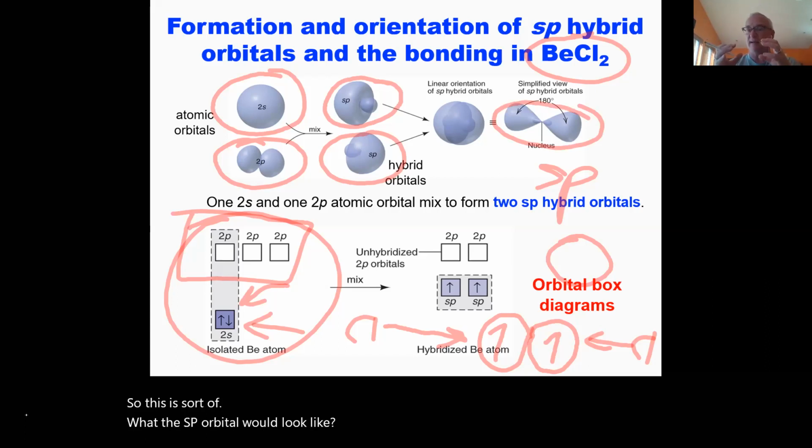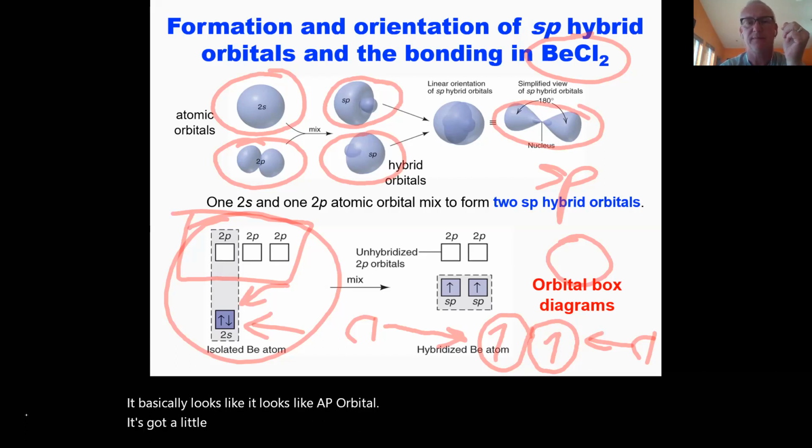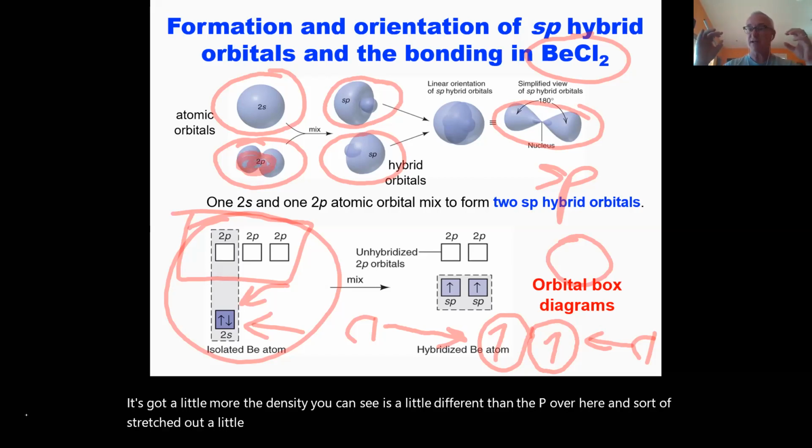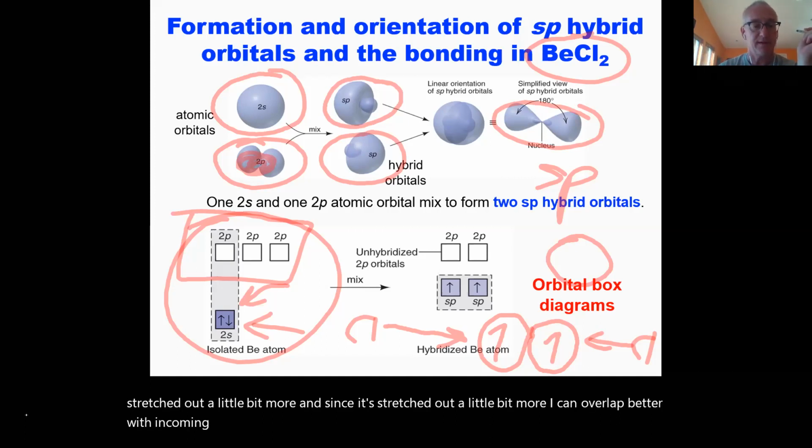It looks like a p orbital, but the density is a little different from the p over here. It's stretched out a little bit more. And since it's stretched out more, it can overlap better with incoming electrons from other atoms. They'll show you an idea of what that looks like when they overlap.